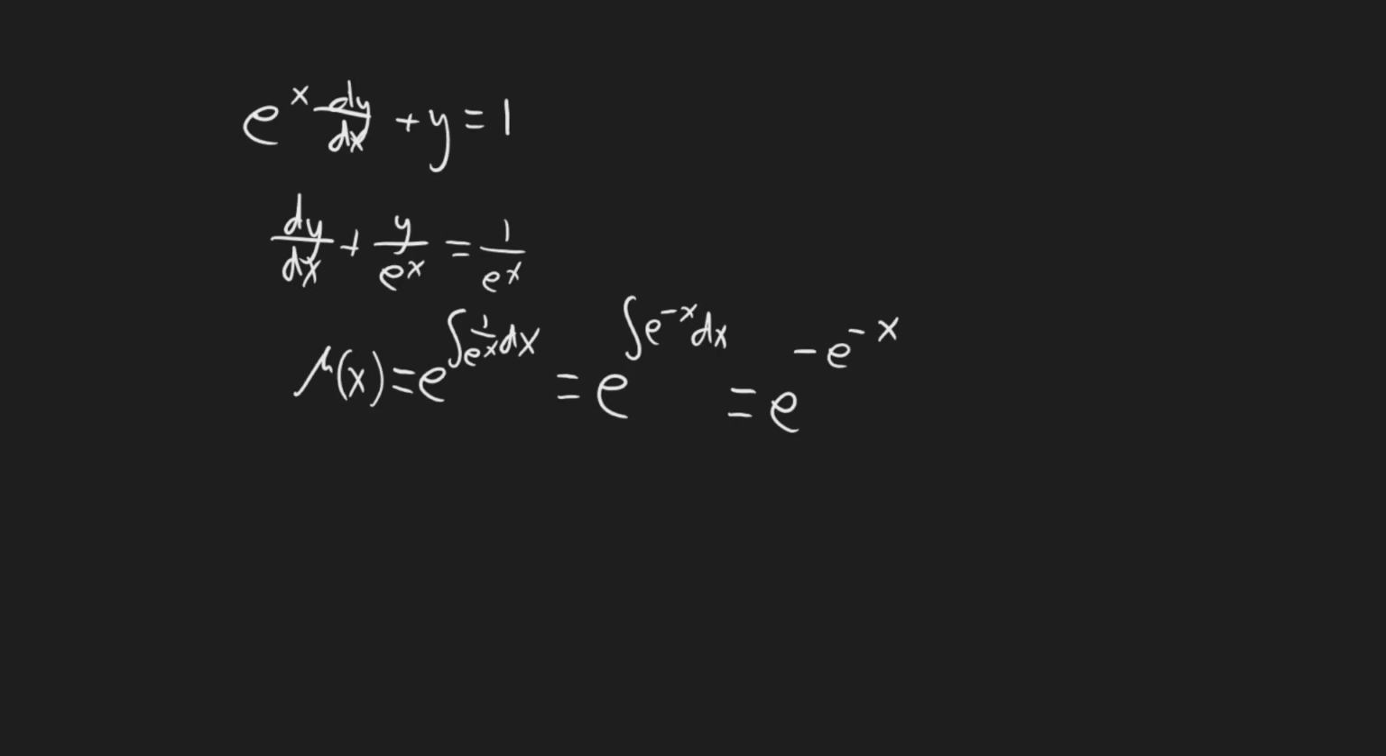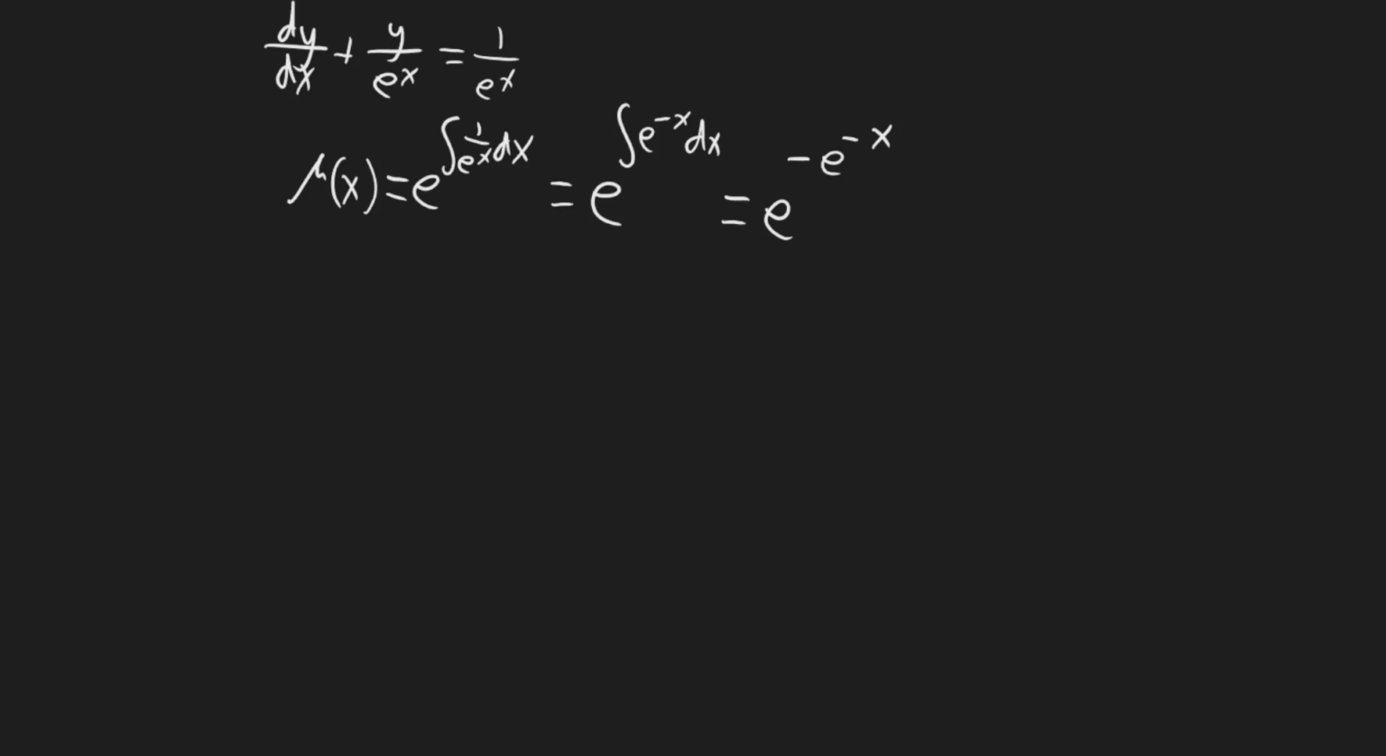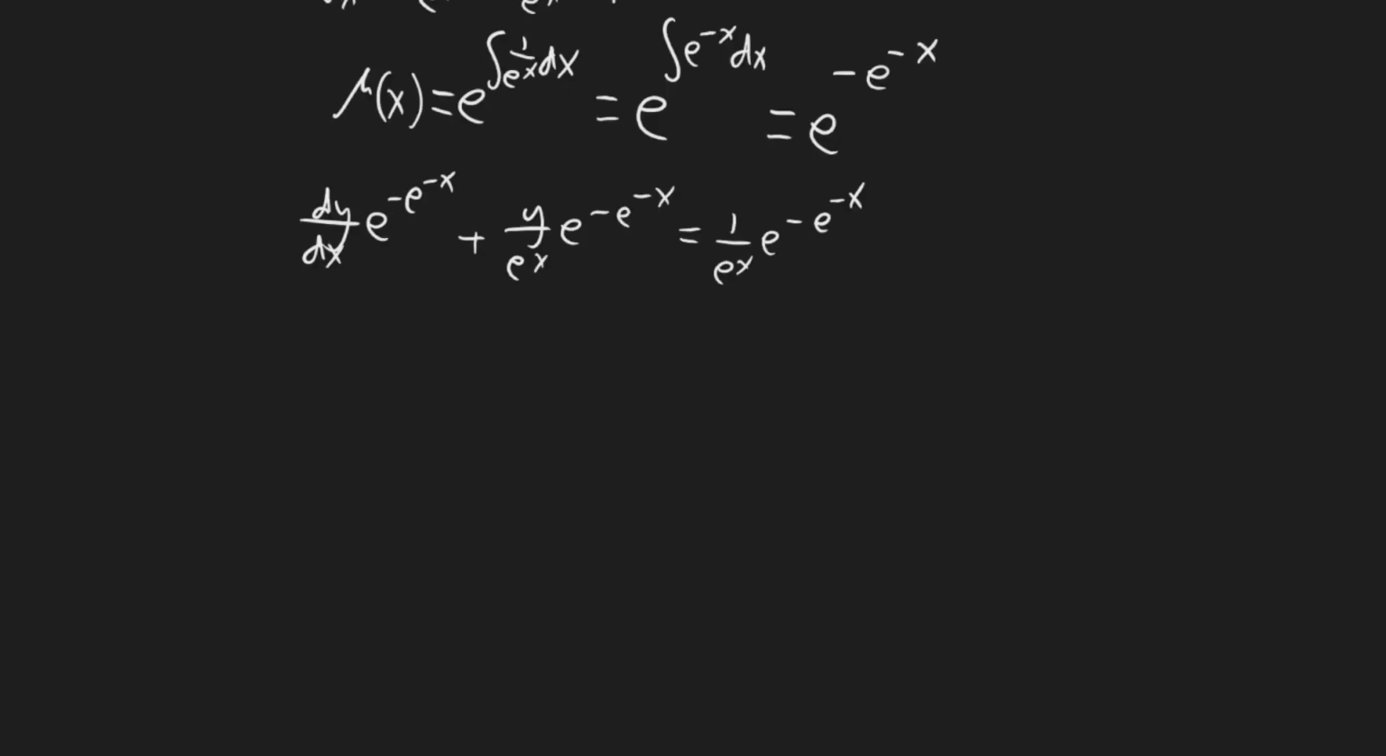And so this is a good example to show you that sometimes these integrating factors look kind of weird, but in the end, they'll actually work out and it'll really help the problem along. So next step is to multiply this original ODE by the integrating factor. So just dy/dx times e to the negative x plus y over e to the x times e to the negative x equals 1 over e to the x times e to the negative x. Okay, so we've multiplied everything by the integrating factor.